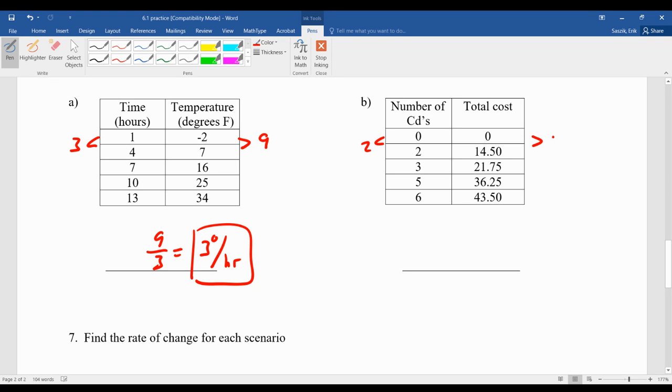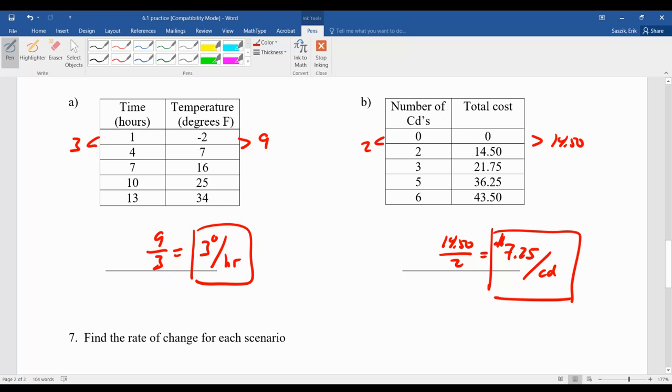Here, that's a 2, that's a 1450. You never want to leave a decimal within a fraction, so we would divide that. And remember, it's total cost, so that's probably going to be dollars per CD.